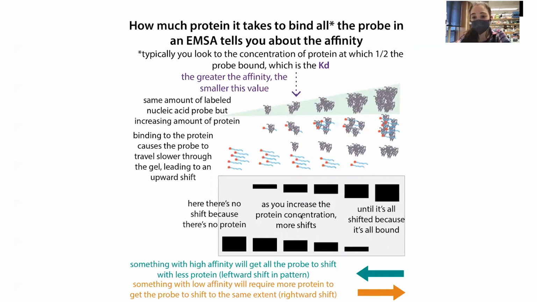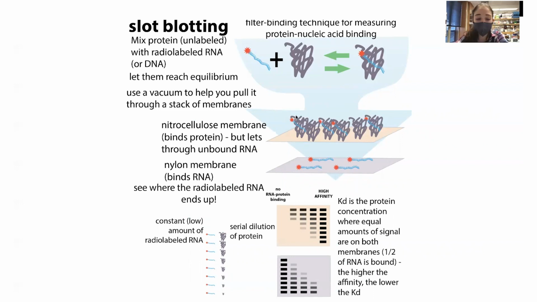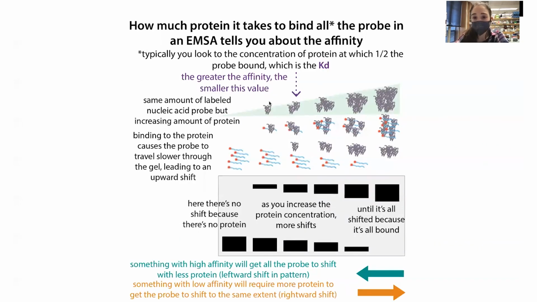Another method for studying protein nucleic acid interactions is called an EMSA, or an electrophoretic mobility shift assay. Basically in this case, you take your protein and your nucleic acid and mix them at different concentrations, just like we did before. In this case, however, instead of separating them on these membranes, you're going to separate them in a gel.